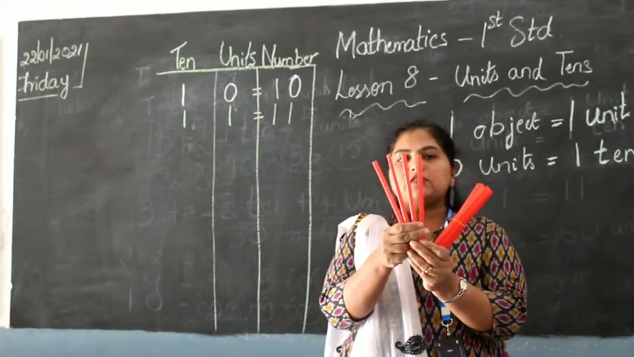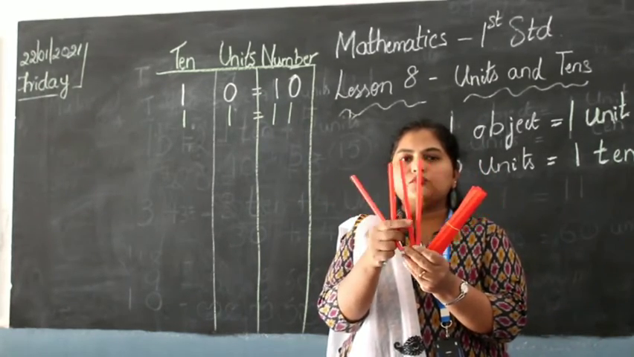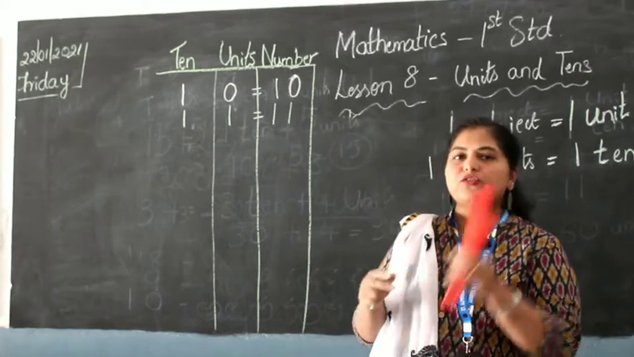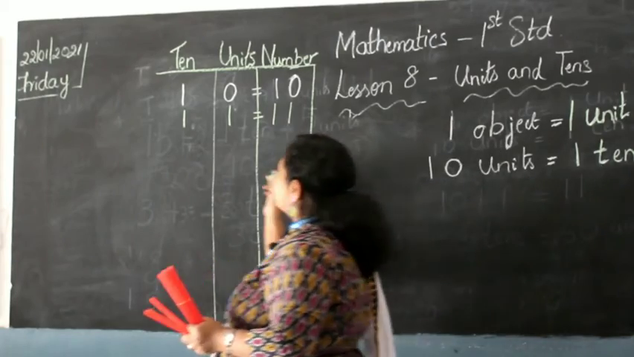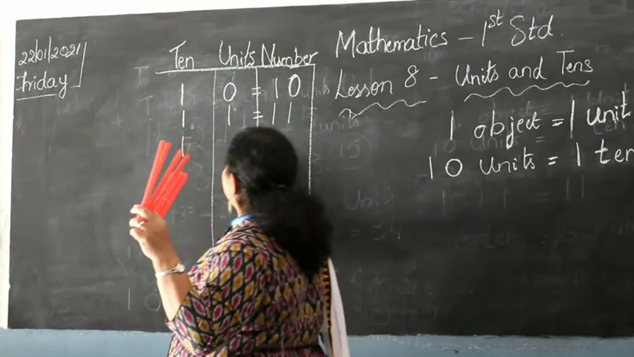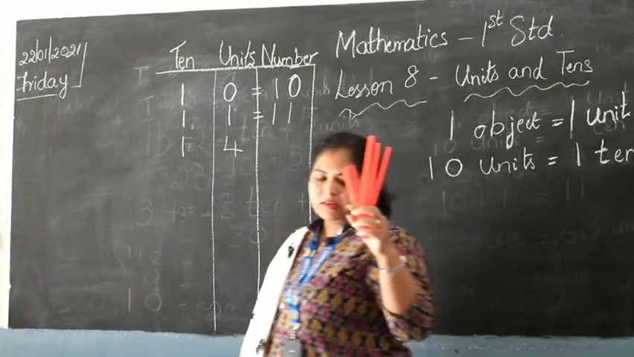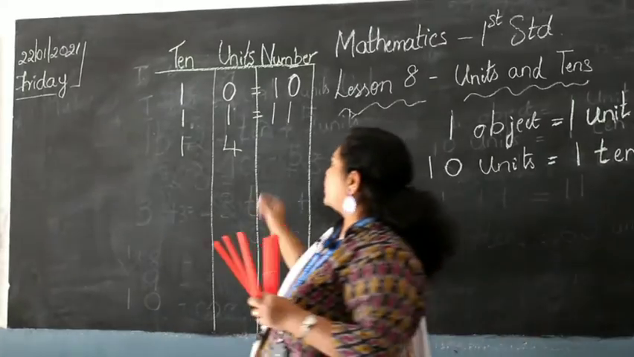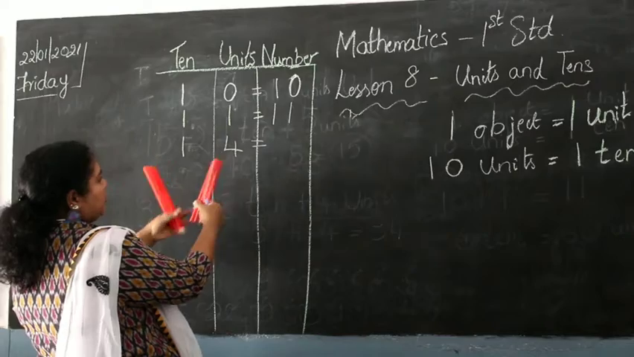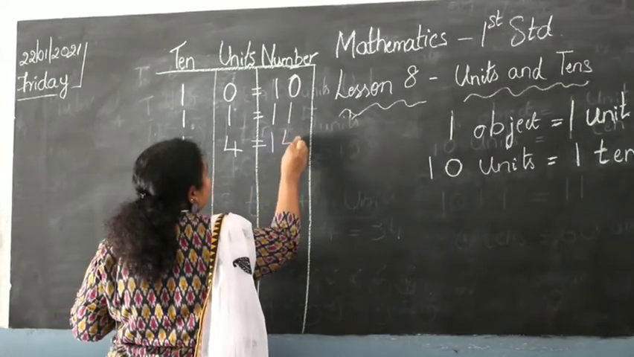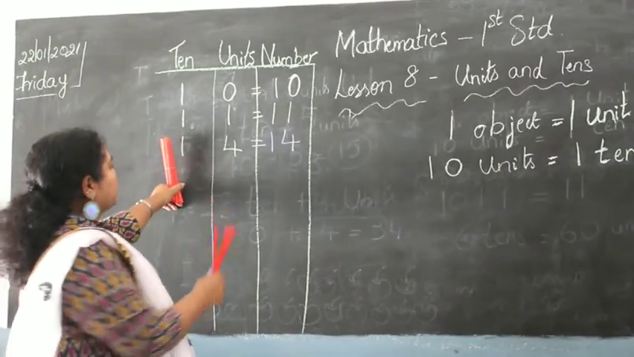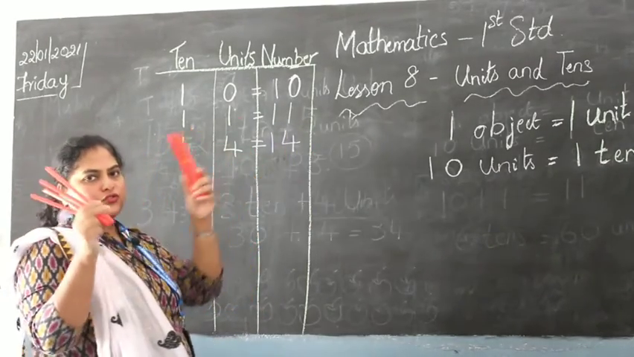Now I also have 1 ten, that's one group, and how many units are these? 4 units. 1, 2, 3, 4. So 1 ten and 4 units. Let's see how many straws it totals up to. 1 ten plus 4 units will give me how many, children? 14 units, right? So 1 ten plus 4 units will give me 14 straws.